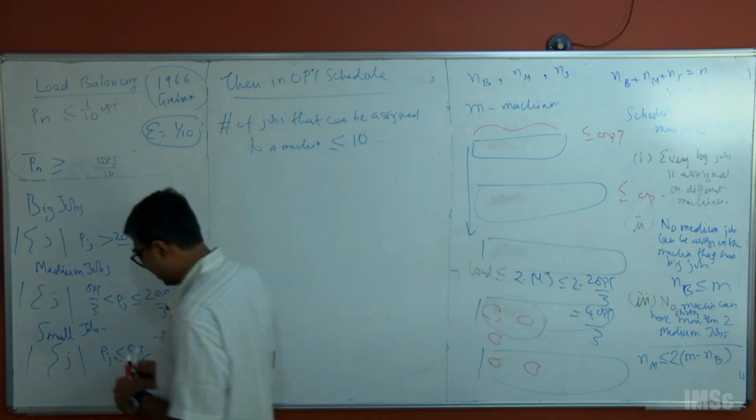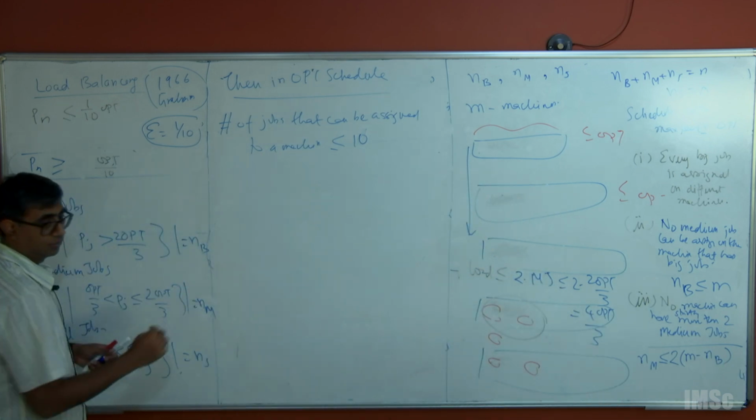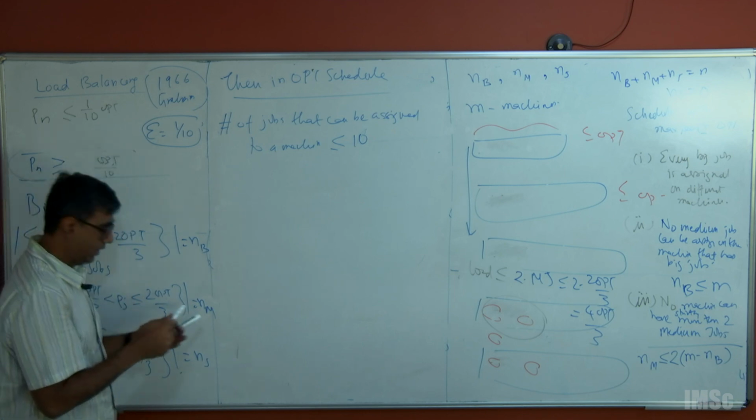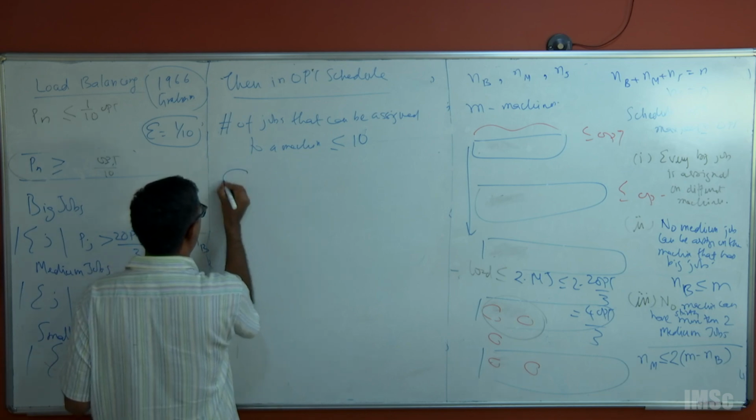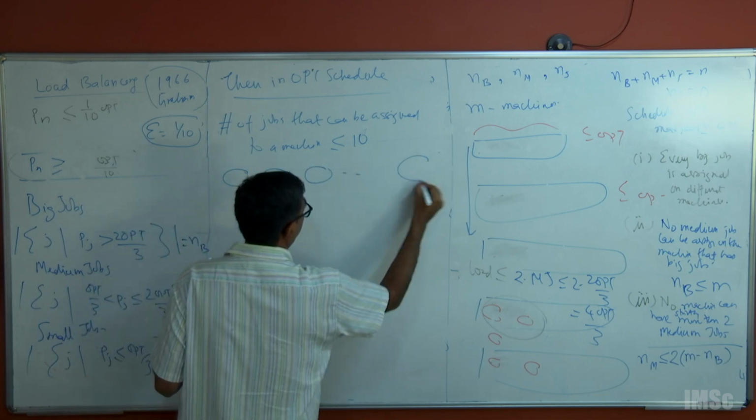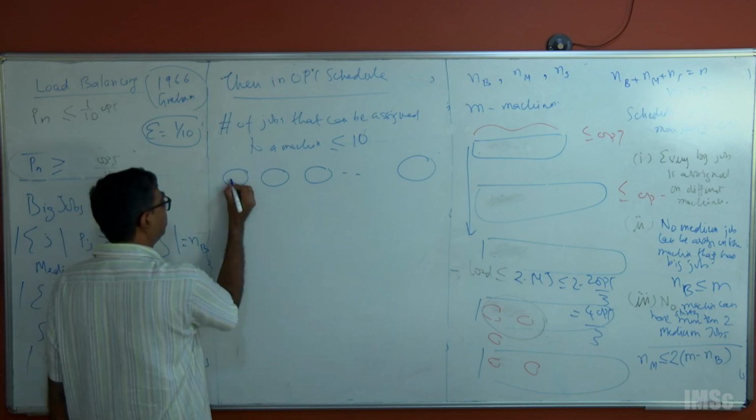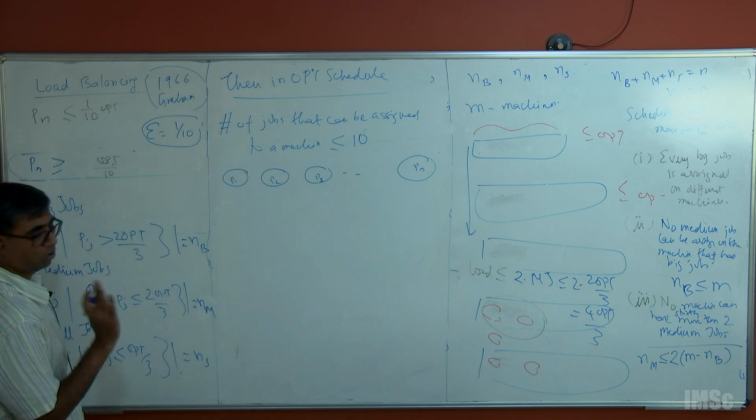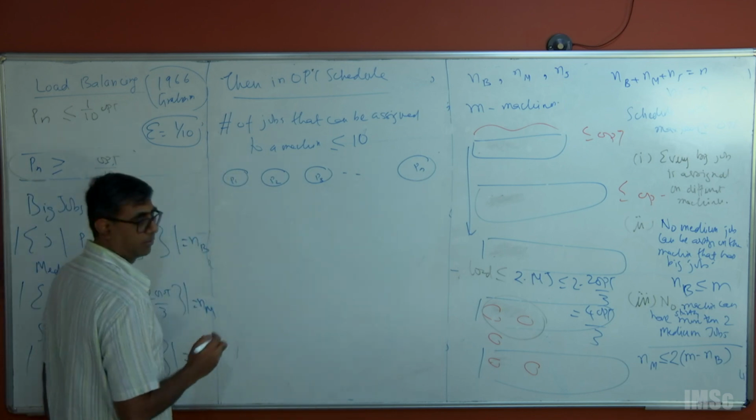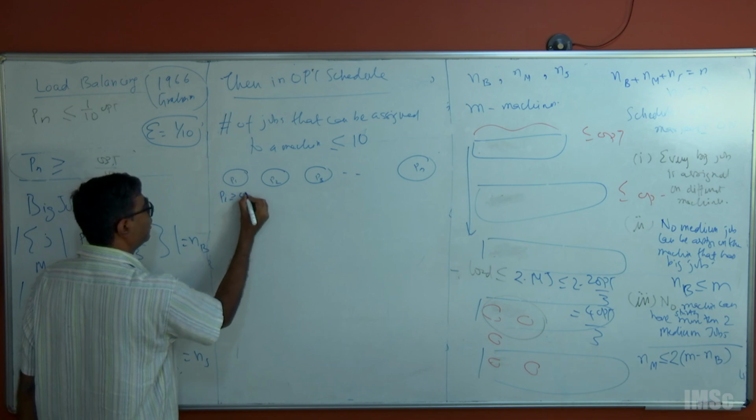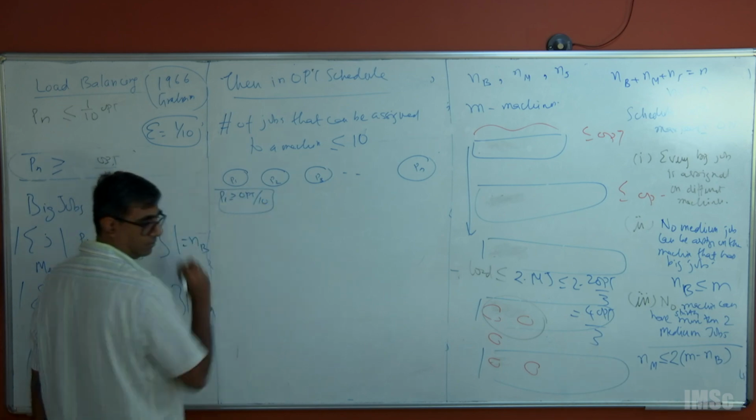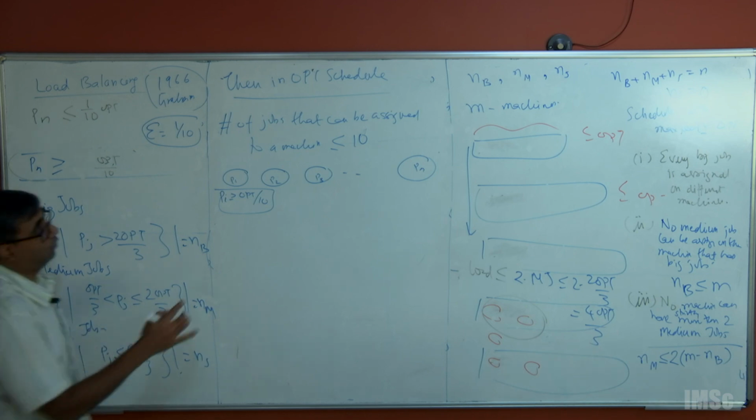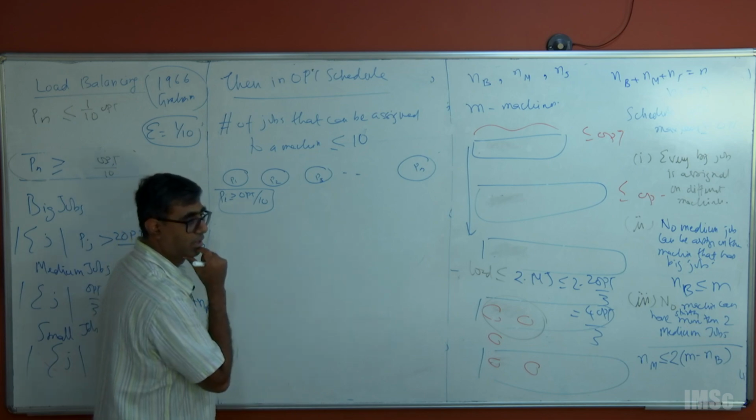Now imagine that still Pn is at least opt by 10. So look at the jobs, and they have processing times P1, P2, P3, up to Pn, and each of them is more than opt by 10. This is all that I know: because Pn is greater than or equal to opt by 10, each Pi is greater than or equal to opt by 10. Is that fine? Now I also told you that each job can be assigned to 10, and this.